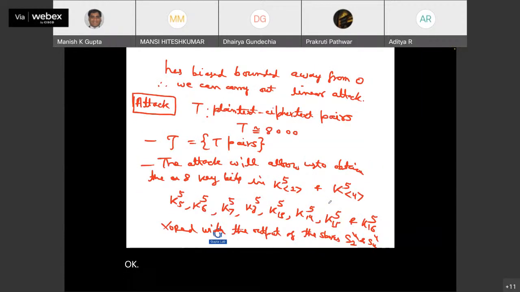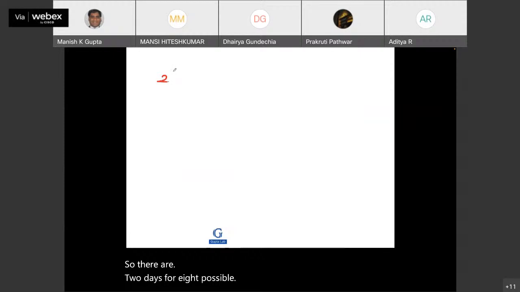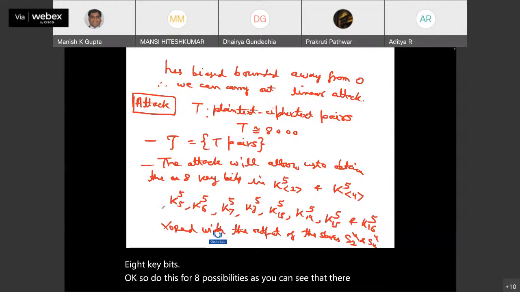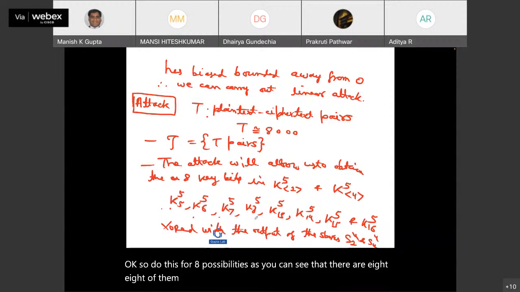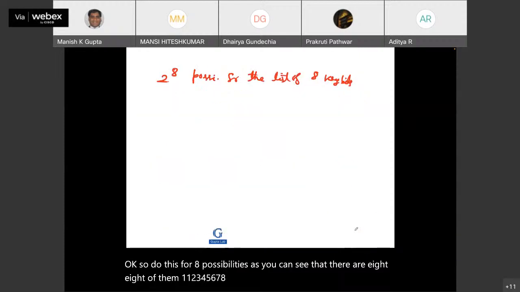So there are 2 raised to 8 possibilities for the list of 8 key bits. As you can see, there are 8 of them: 1, 2, 3, 4, 5, 6, 7, 8.